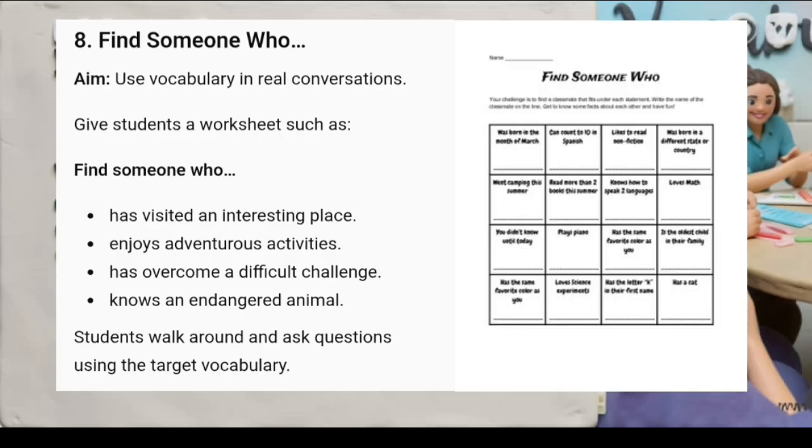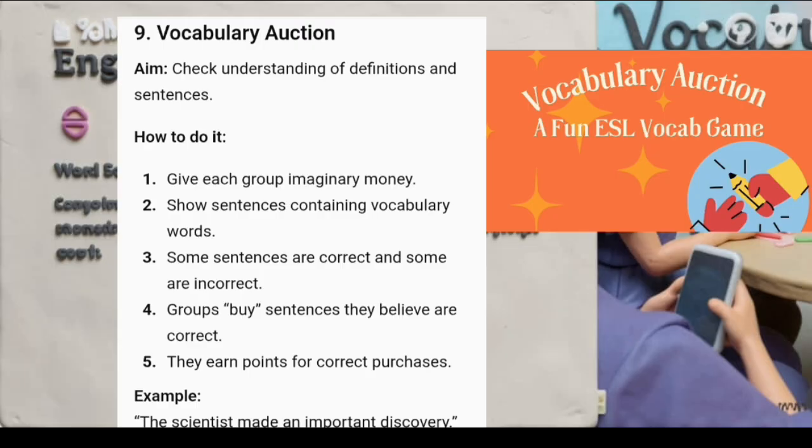We have another activity which is called vocabulary auction. It aims to check understanding of definitions and senses. So how can we use it? Give each group imaginary money. Show sentences containing vocabulary words. Some sentences are correct and some are incorrect. Groups buy sentences they believe are correct. So they earn points for correct purchases. For example, the scientist made an important discovery. The baby discovered loudly all night.